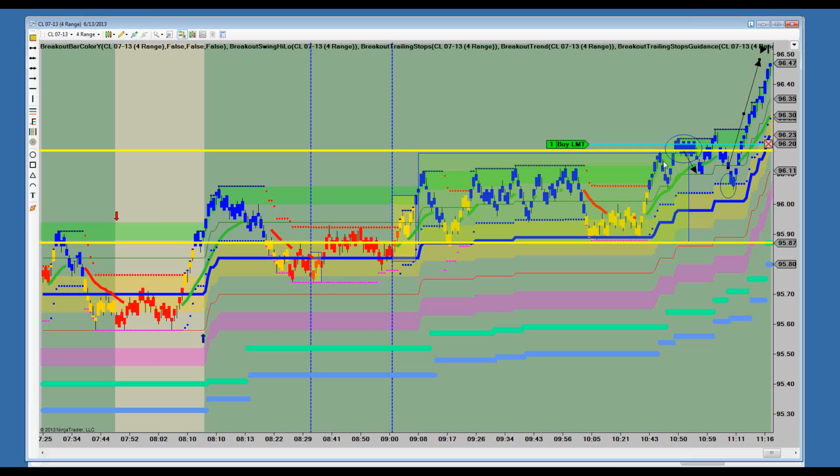Every time I get in, they pull back against me, and I get out, and then the stupid thing runs. What kind of market is this? Every single stinking time. How do you avoid that? How do we avoid getting sucked into trades like this?